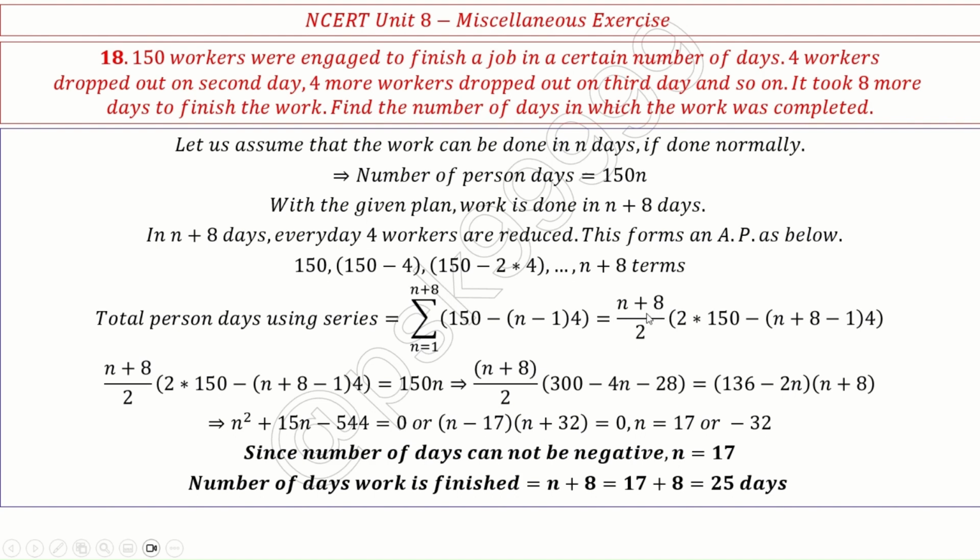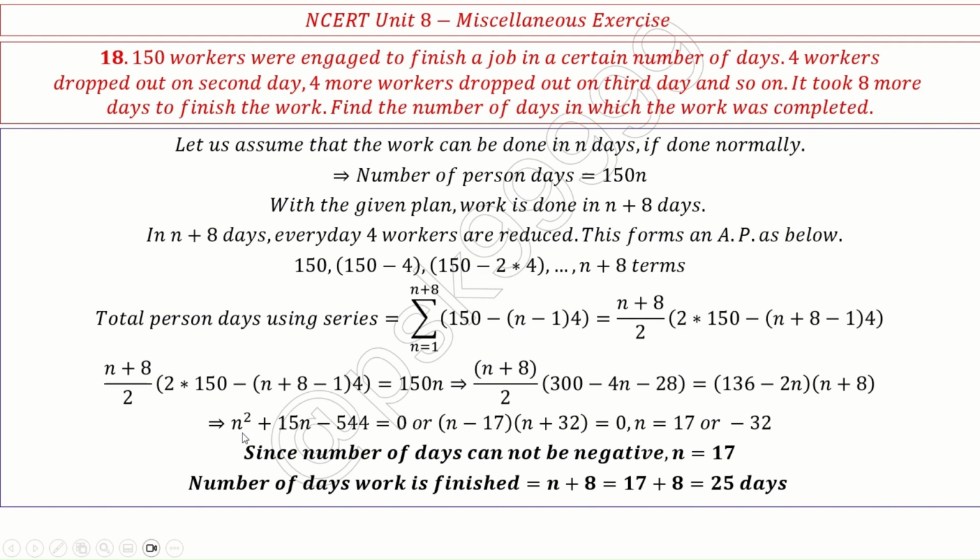So n plus 8 divided by 2 into 2 times a, which is 150, minus n minus 1 into 4. Here n is nothing but n plus 8, so n plus 8 minus 1 into 4. If I simplify this and equate it to 150n, which is the total work, I get a quadratic equation. That is 136 minus 2n into n plus 8, which is equal to 150n.